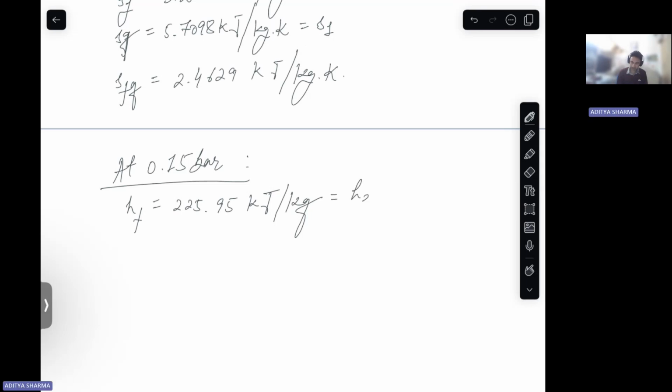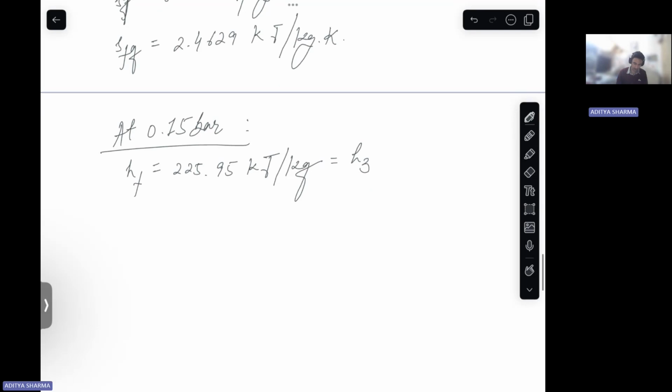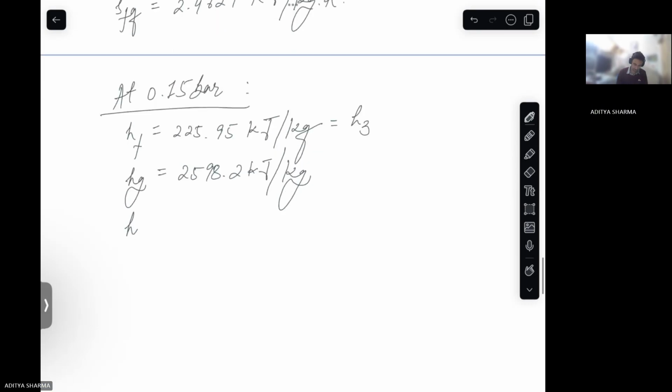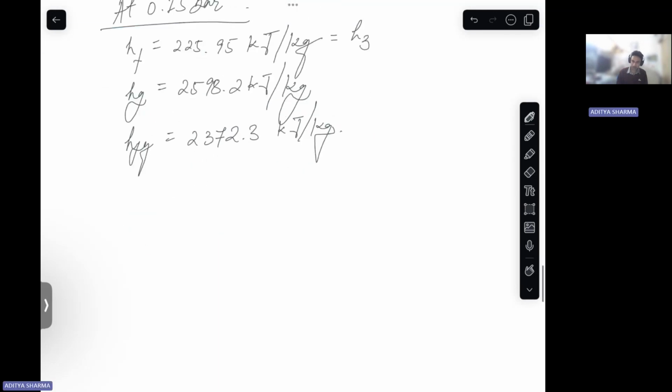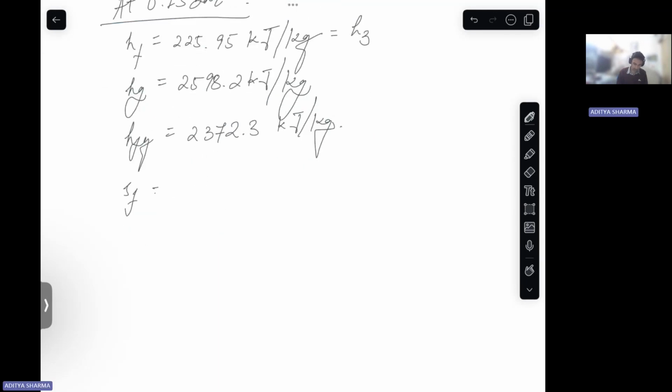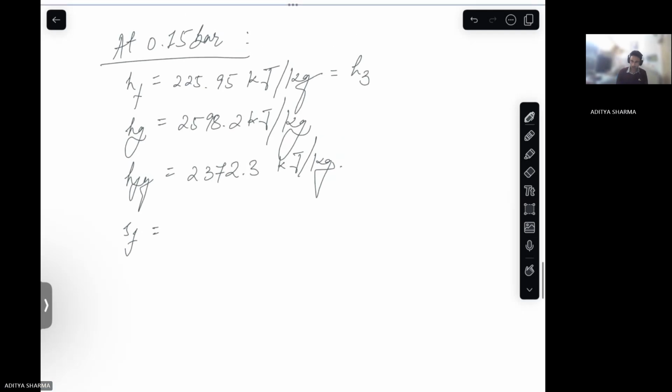If I am making a mistake somewhere, you can write it down in the comment box. The link for the steam table from where I'm taking these values I have already given to you. Okay, so enthalpies are done. Now entropies.